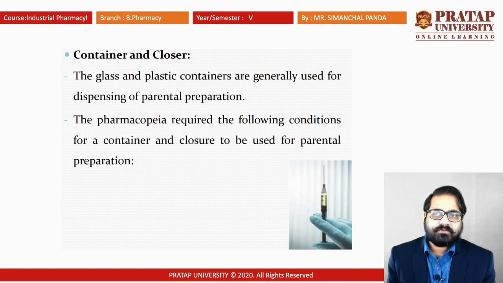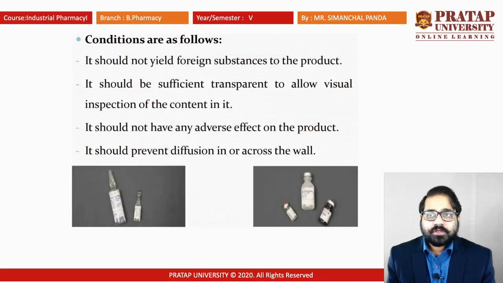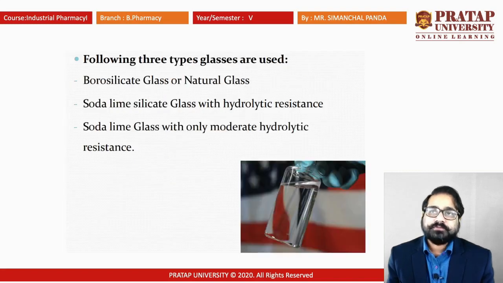Generally different types of glasses are used depending upon the pharmacopoeia conditions, and they may be type 1, type 2, and type 3 glasses. There must be some conditions: it should not yield foreign substances to the product, it should be sufficiently transparent to allow visual inspection of the content, it should not have any adverse effect on the product, and it should prevent diffusion across the wall.